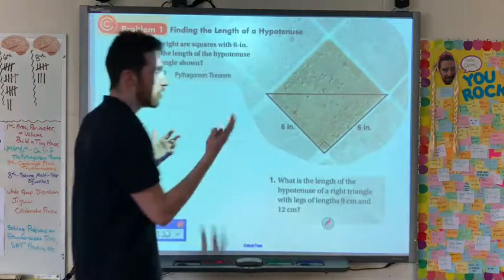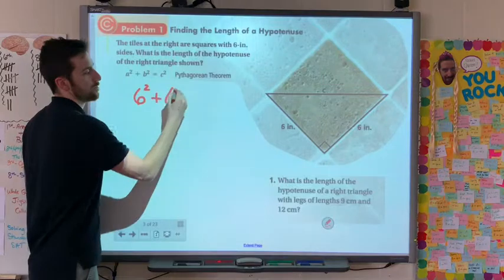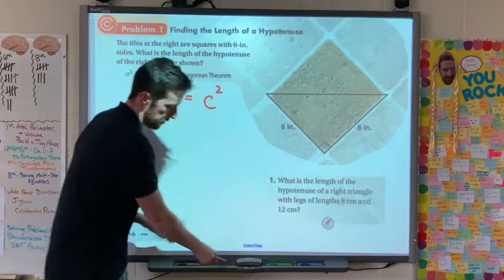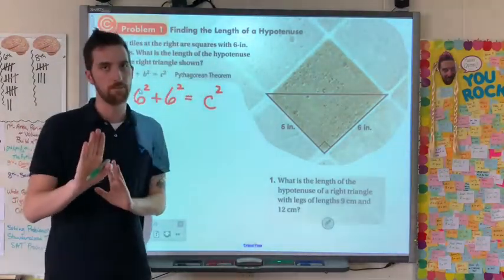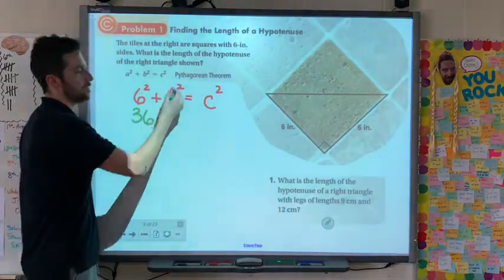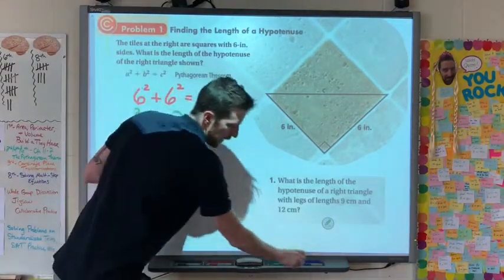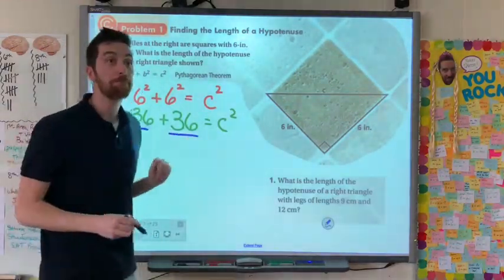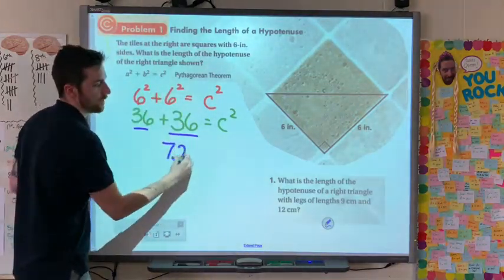If we set up an equation, it is leg squared plus leg squared equals hypotenuse squared, which we'll call C here. And we just do what we know how to do. 6 squared is not 12. Don't say 12. 6 squared means 6 times 6, which is 36, plus another 6 squared, 36, equals C squared. 36 plus 36 is 72. So 72 equals C squared.